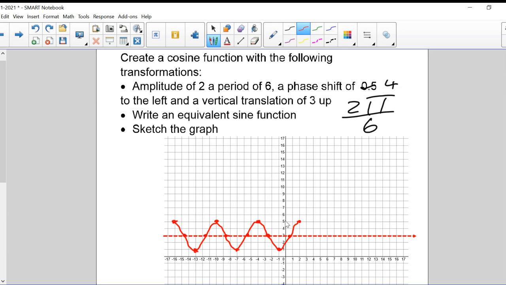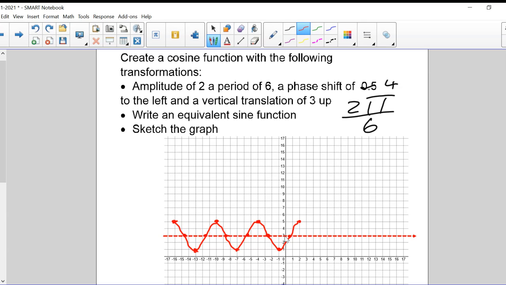Has it been shifted 4 to the left? Well, here's where the cosine function is supposed to start, right at the top here. That has been shifted to the left, 1, 2, 3, 4 to the left. That also works. And there's a vertical translation of 3 up. So it's not sitting on the x-axis. That center has been shifted up 3 places. So it is perfectly, and I was able to come up with 5 points initially, and then just kept repeating that pattern over and over and over to get the other cycles of the function.